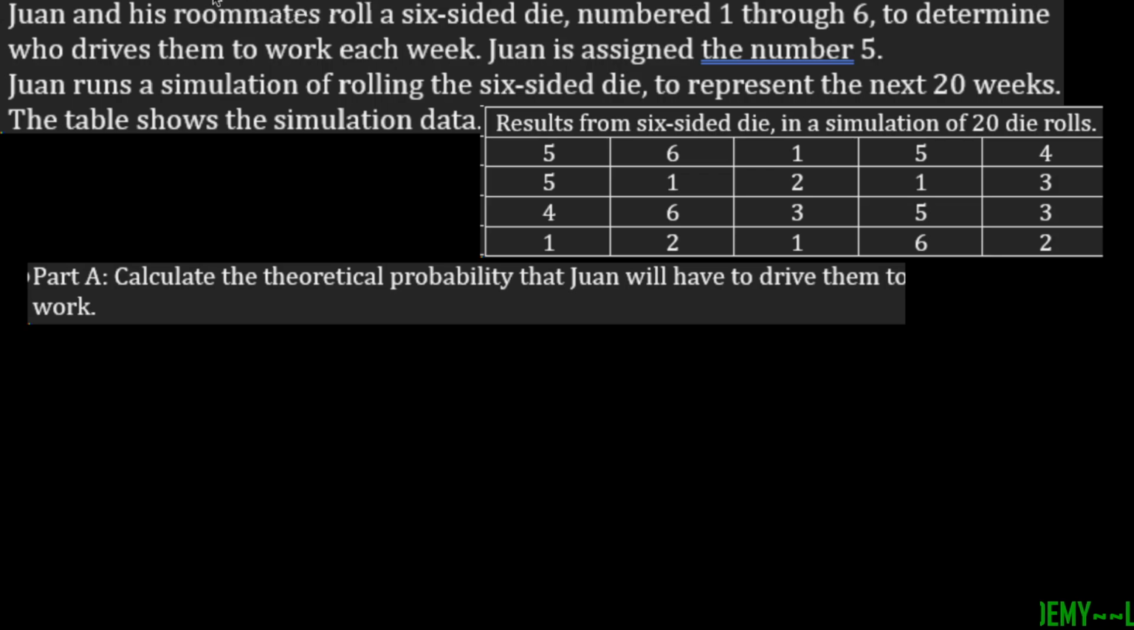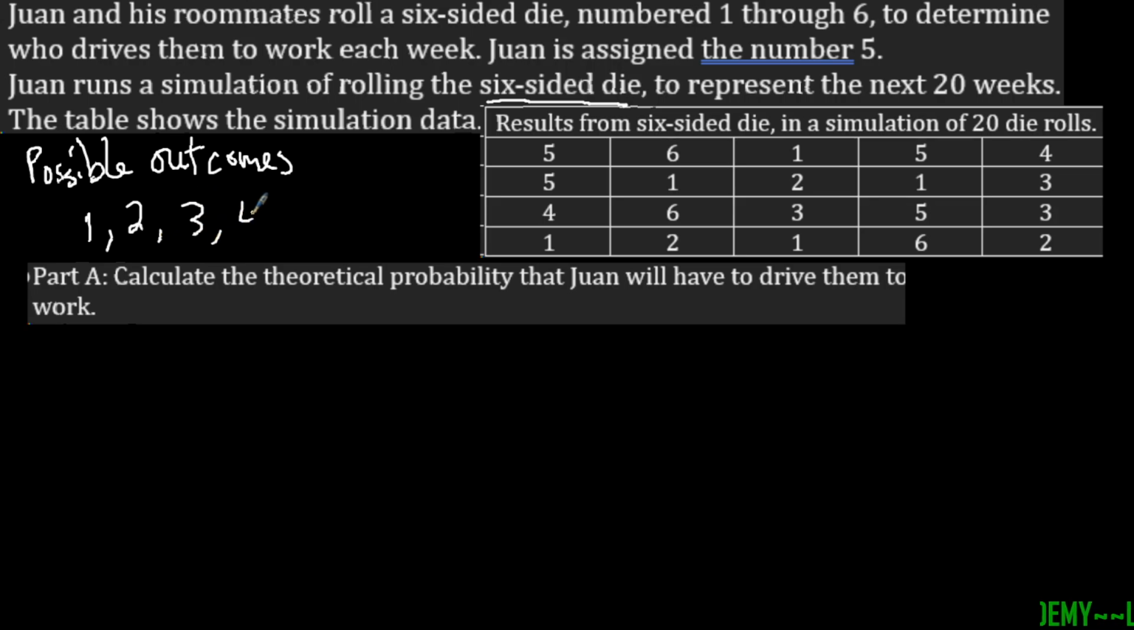When you're calculating theoretical probability, you just talk about the possible outcomes. For example, when I think of a six-sided die, I can list the possible outcomes. It could be 1, 2, 3, 4, 5, and 6. Those are the possible outcomes for this.